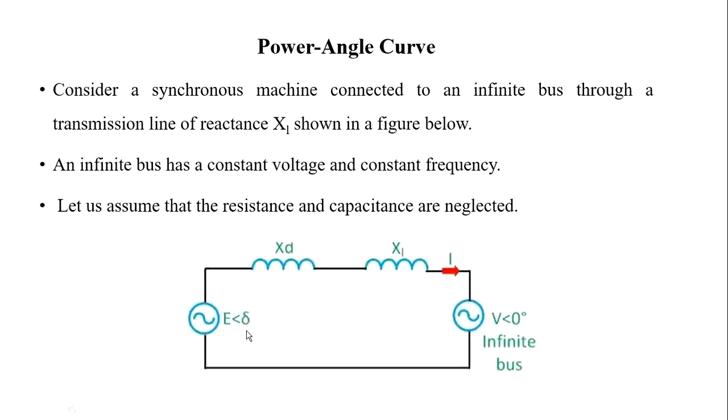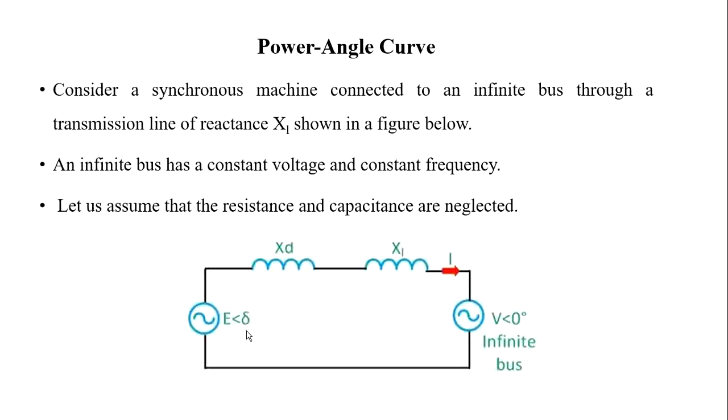So, stability limit. What does steady state or transient stability limit mean? The stability limit in a power system means the maximum power that can be transferred in the system without loss of synchronism. That is the stability limit. We have to transfer the maximum amount of power without losing synchronism. That is the stability limit.